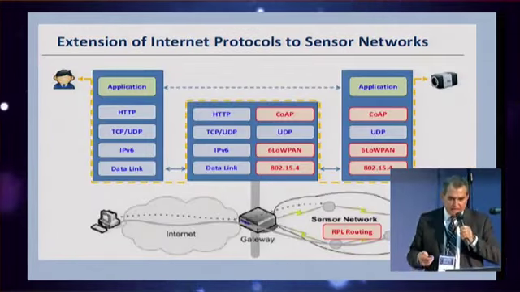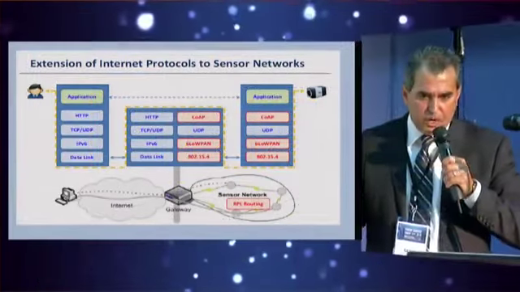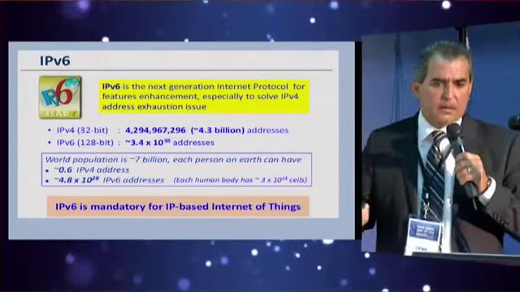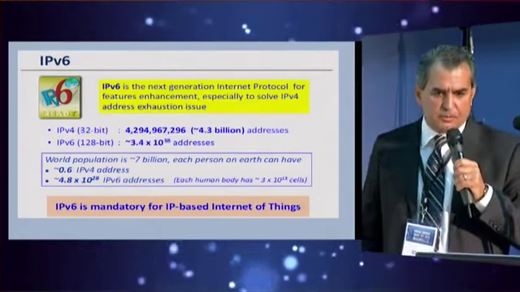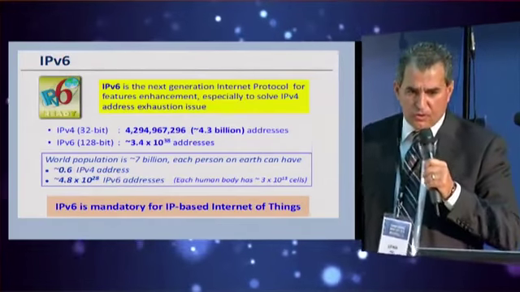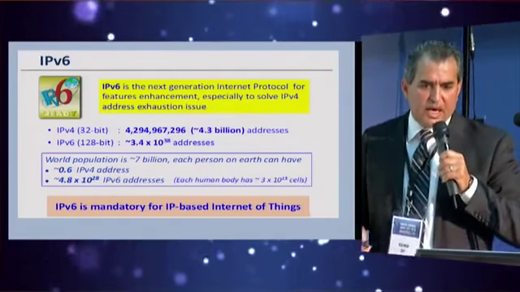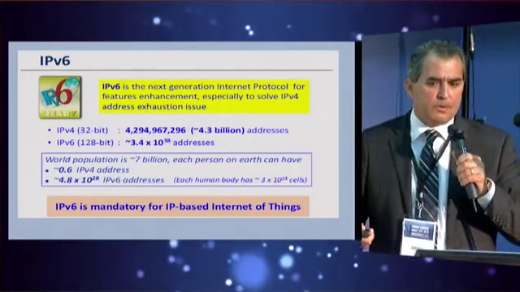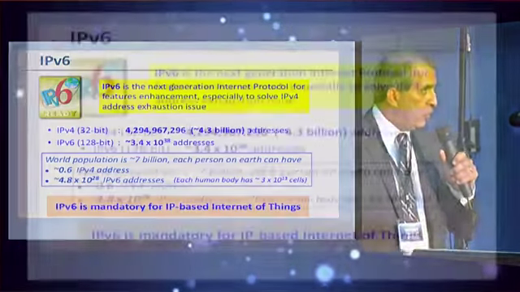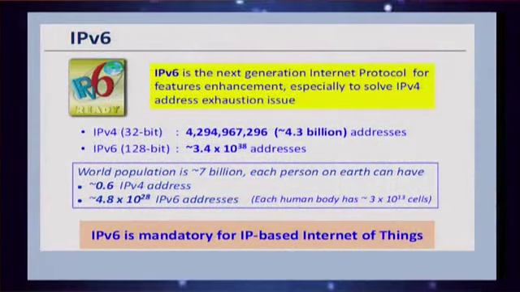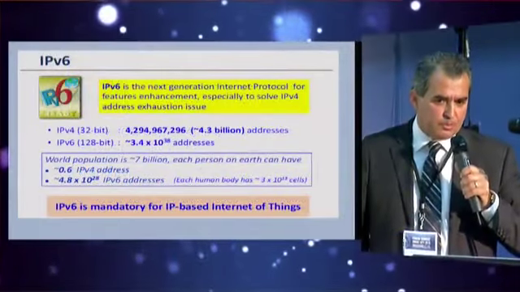Those are also technical issues, but very important for people who want to know more about the IoT network. Here comes the issue of IPv6. IPv6 is the next generation internet protocol for feature enhancement, especially to solve the IPv4 address exhaustion issue. IPv4, as you know, is 32-bit and can hold up to 2 to the power 32, which means 4.3 billion addresses, and it's already exhausted. So there is no room in the IPv4 scheme anymore. That's why they shifted to IPv6, which is 128-bit. It means it can hold up to 2 to the power 128 IP addresses, which is 3.4 times 10 to the power 38 addresses.